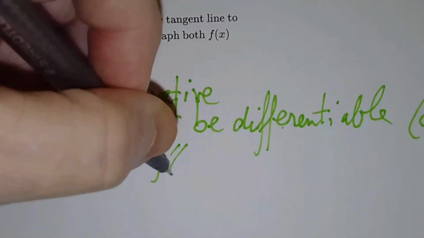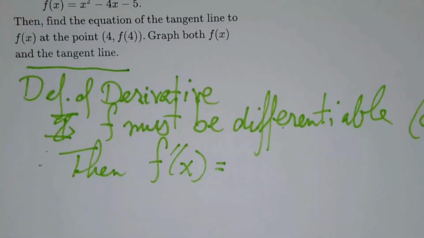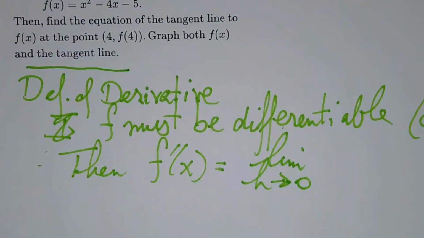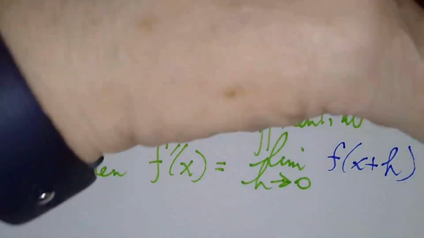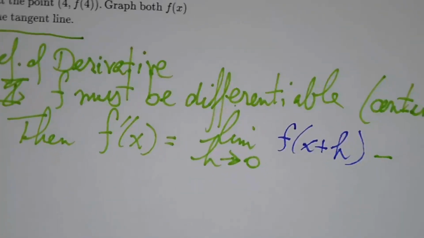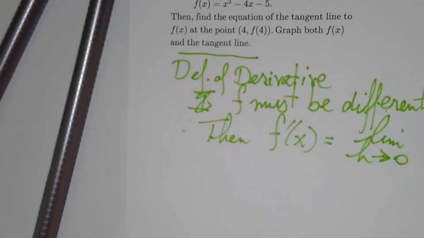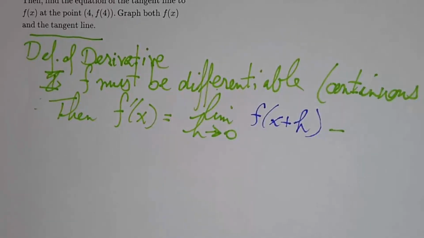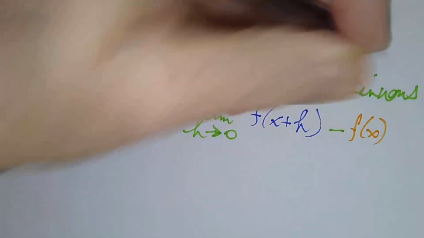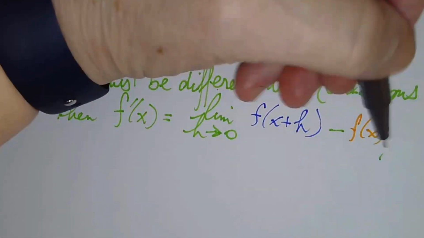Then F prime of X is equal to the limit as H goes to 0 of F of X plus H minus F of X. If I can pull this up a bit. Yeah, that's better. Minus F of X, all over H.